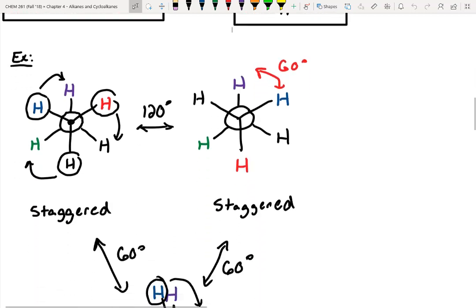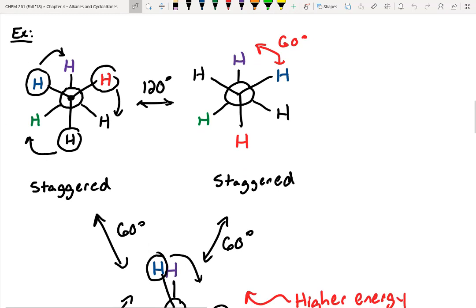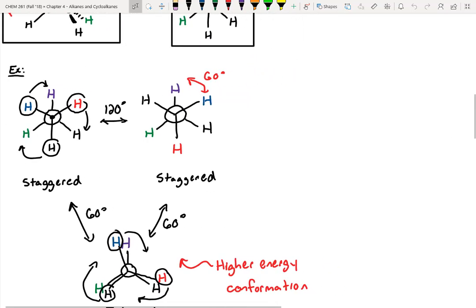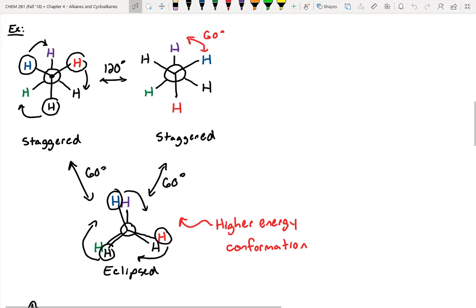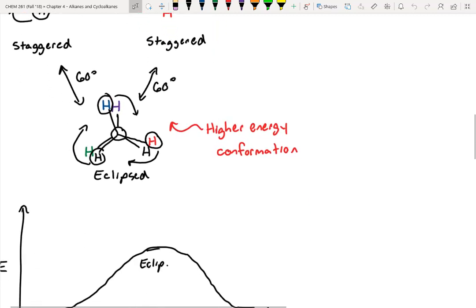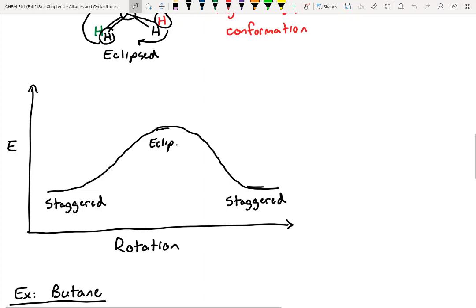And then every time you do a rotation, you go from essentially a staggered conformation, twist it 60 degrees, you drop down into this high energy eclipse conformation, then another 60 degrees, you pop back into that staggered conformation. And so we said energetically, it's kind of like going over this roller coaster where you go up and down in terms of potential energy surfaces.